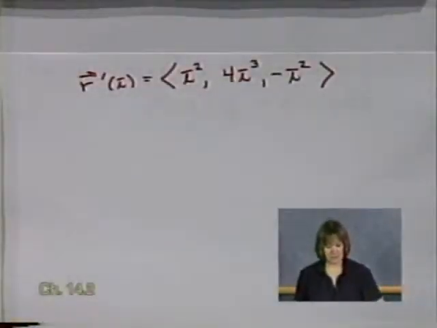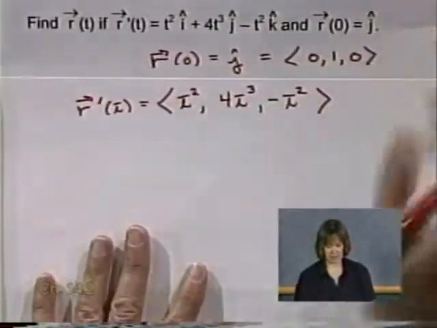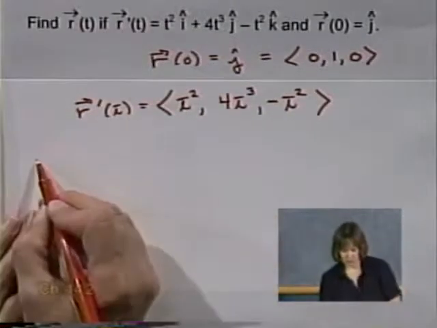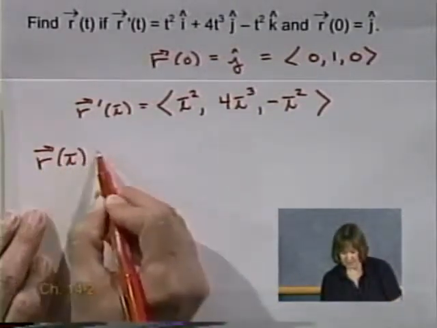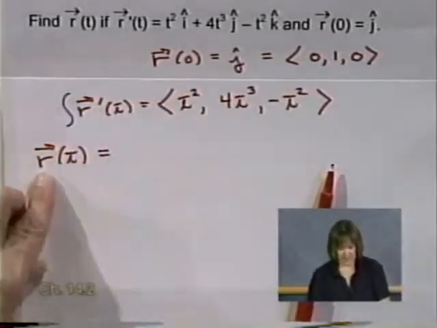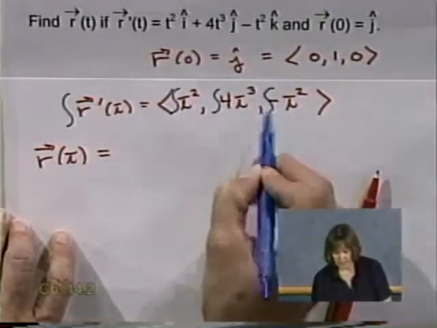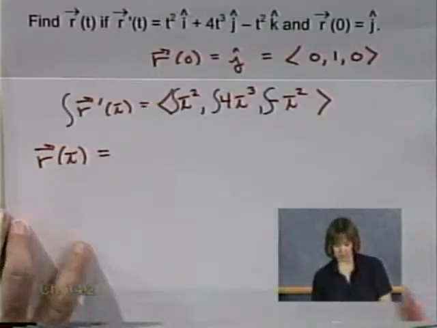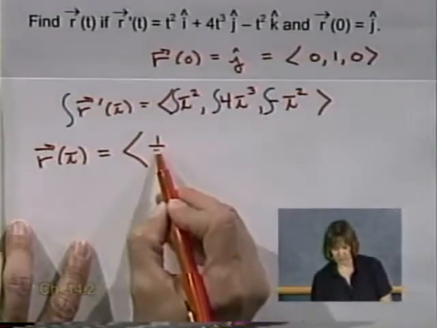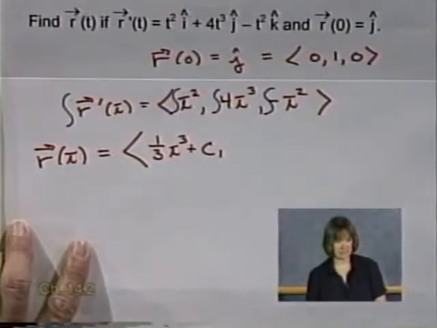All right, now the problem is here. R prime of t is t squared, comma, 4t cubed, comma, minus t squared. So to figure out what r of t is, I'm going to integrate both sides. Just be careful. When I integrate this side, I get r of t. When I integrate this side, I have to integrate this one and this one individually. You with me? So I will get the vector now. If I integrate t squared, what do I get? 1/3 t cubed plus some constant, right? Because it's an indefinite integral.